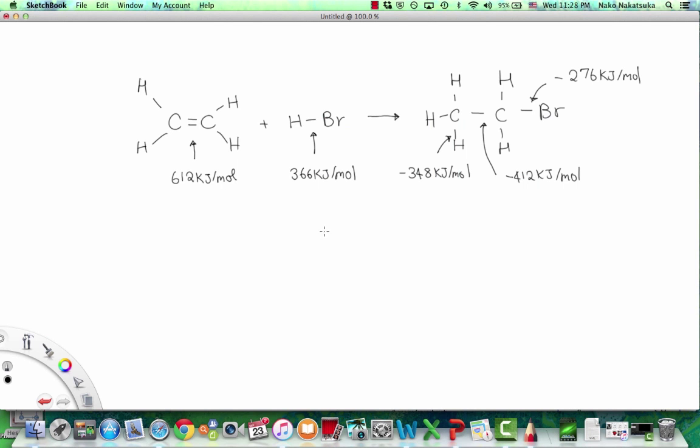Since I was running out of space, I just redrew this for you in a more accurate way so you can actually see the energy values associated with bonds being broken and bonds being formed. To break this double bond requires 612 kilojoules per mole. To break this single bond requires 366 kilojoules per mole. To form this CH single bond requires negative 348 kilojoules per mole. Remember, since it's releasing energy when the bonds are being formed, it's a negative value. For CC single bonds to be formed, negative 412 kilojoules per mole. And finally, for the CBr single bond, negative 276 kilojoules per mole.